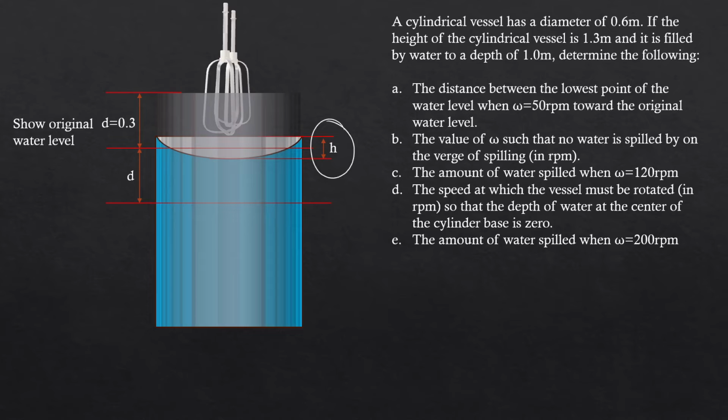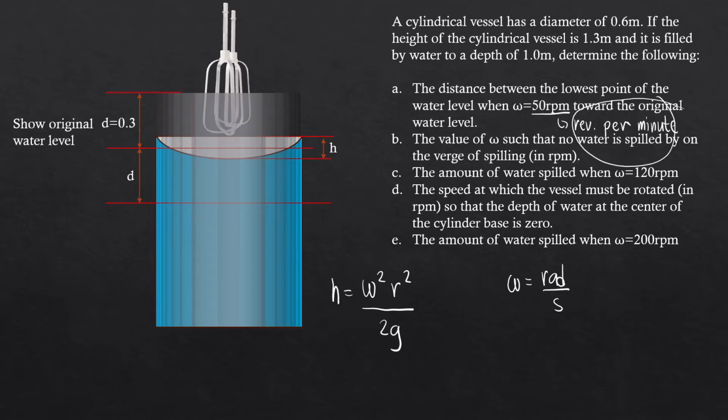This is now our h. And so to solve h, again, we have the formula h is equal to ω² r² divided by 2g. However, we need omega to be in radians per second. Since in letter A, the given is in revolutions per minute, we need to convert this. And so to convert that, we have 50 rpm.